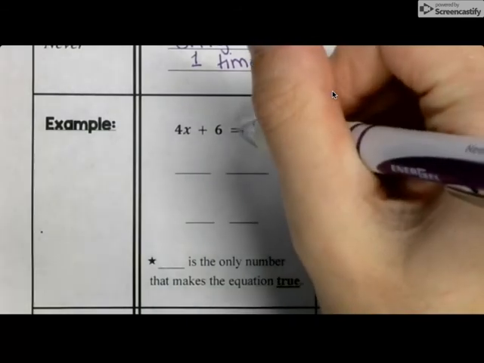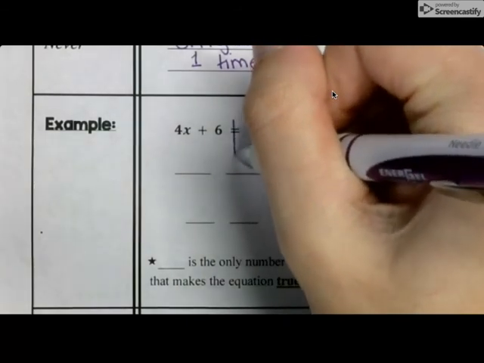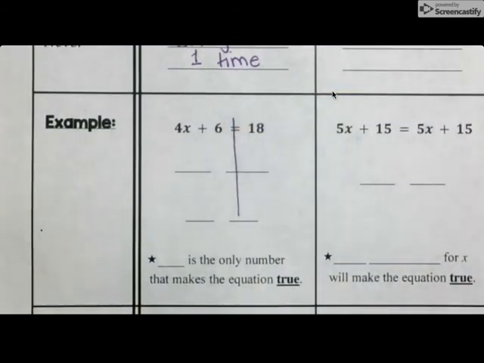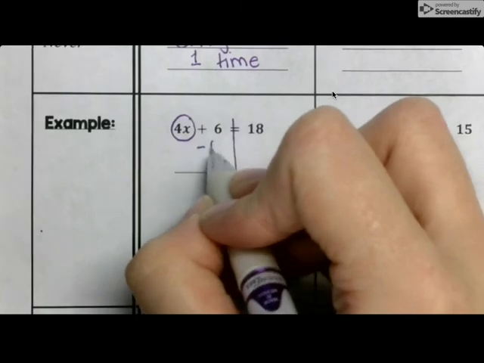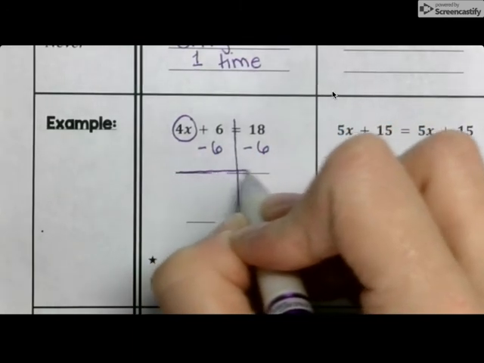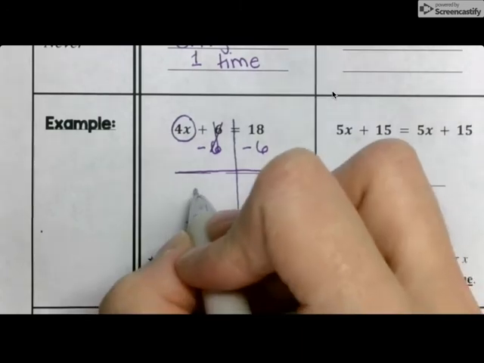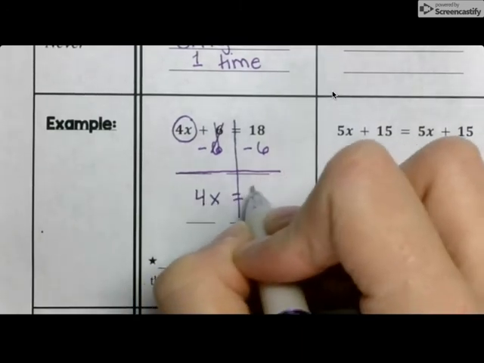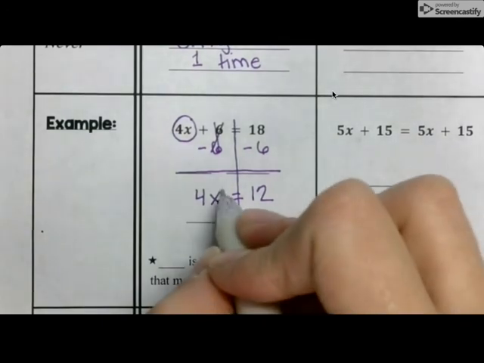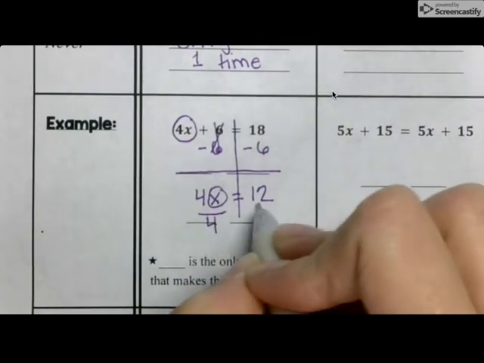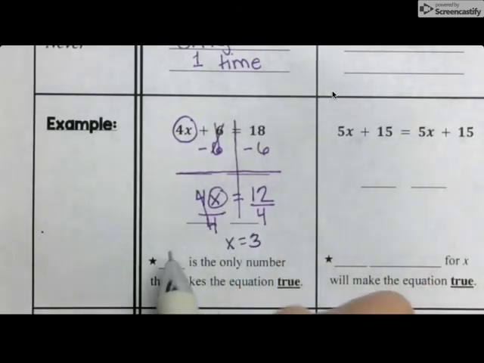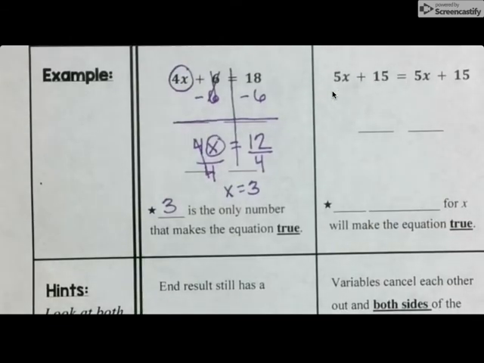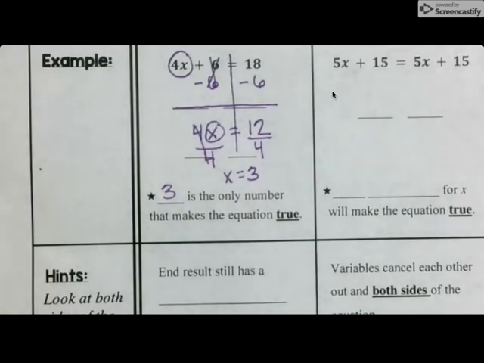So it says 4x plus 6 equals 18. Draw my line. There's nothing to distribute. There is nothing to combine. So I'm going to isolate, doing the opposite. 4x, so I'm going to subtract 6 on both sides. This cancels out. I have 4x equals 12. I want to get x alone. I'm going to divide by 4 on both sides. And x equals 3. So 3 is the only number that makes the equation true.